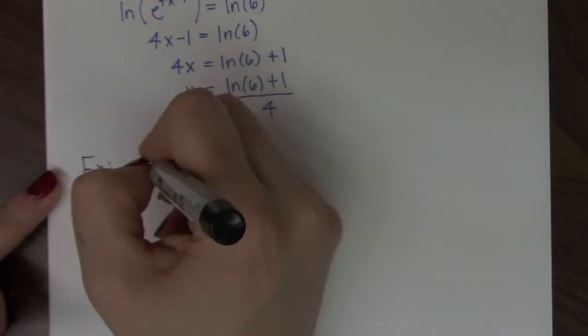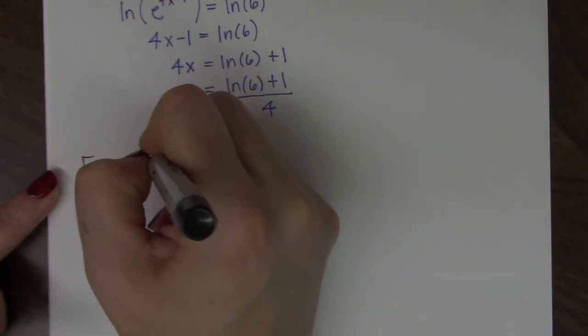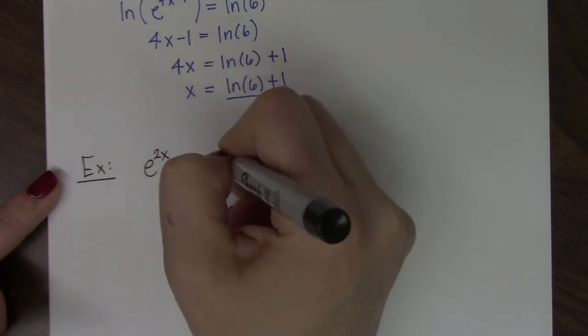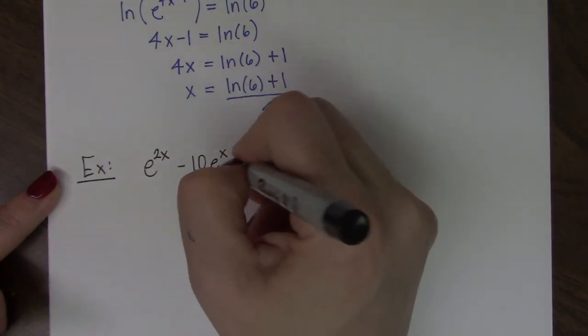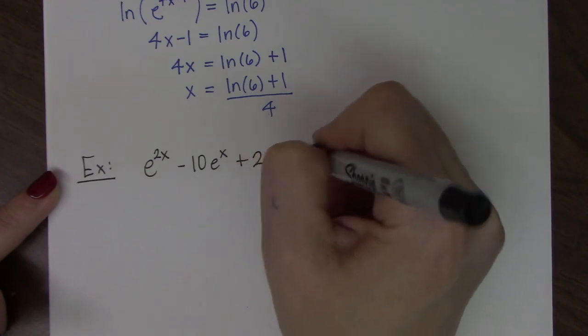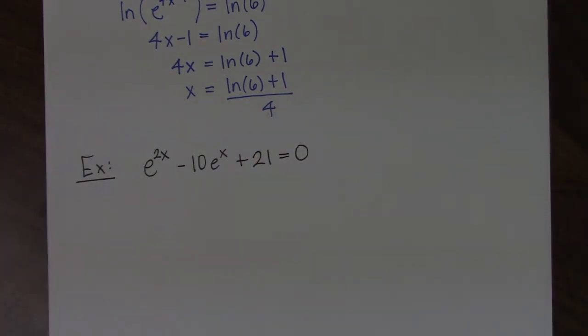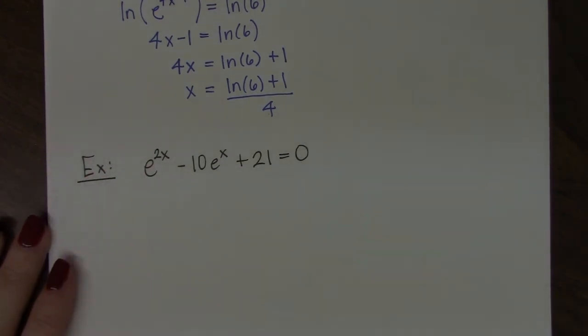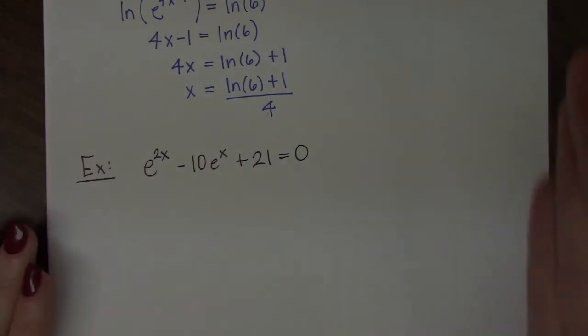All right, let's look at another one. So I have e to the 2x minus 10e to the x plus 21 equals 0. I have two terms with x's in them, and they're in the exponent. But the one thing that I absolutely cannot do is just take the natural log all the way across. That doesn't work. The natural log does not distribute across.